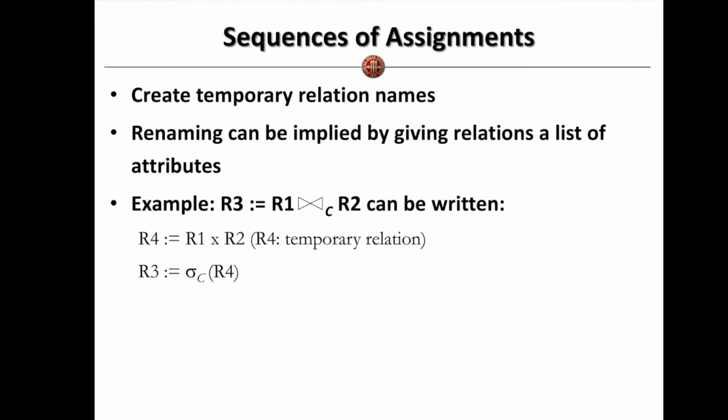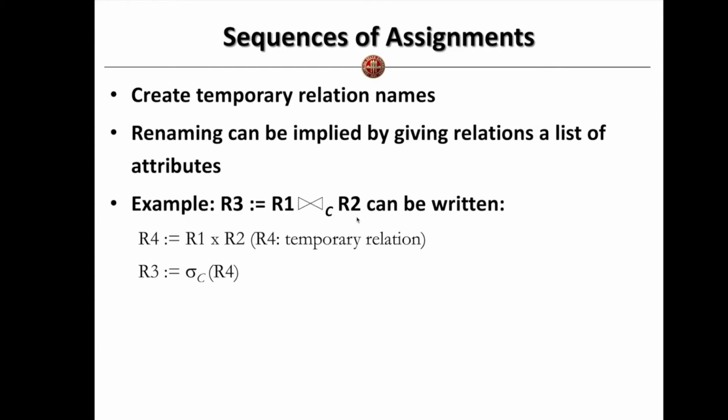And we can show you how to do this. The first way is to represent it as a sequence of assignments. We can create some temporary relation names, and also renaming can be used by giving the relation a list of attributes. And we can provide you with the example for defining the theta join, right, between two relations. We want to calculate the theta join between R1 and R2.